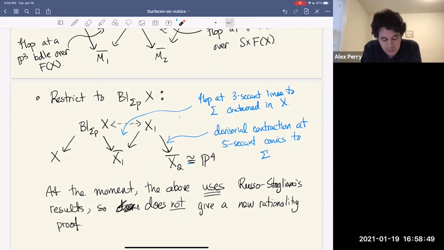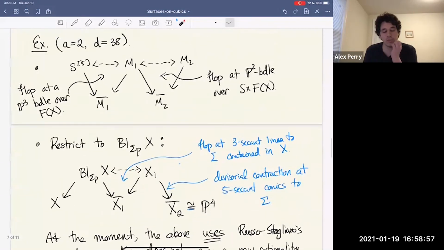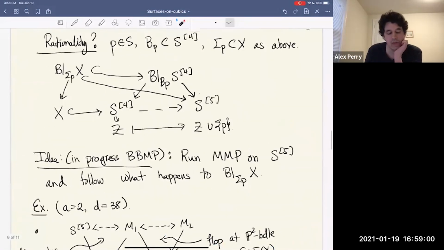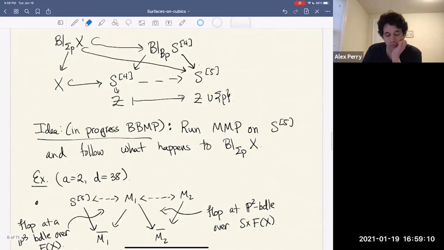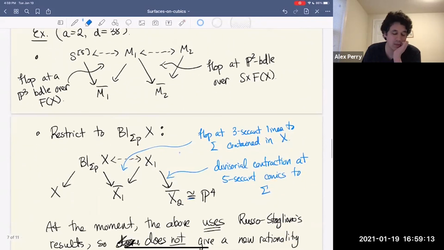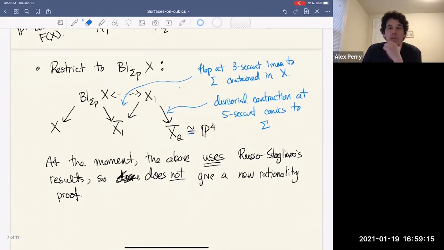But at least what I think I can say is that this gives a very natural interpretation of the rationality construction. It sort of just pops out from the construction of our surface. You have this surface blowing up X, and the surface is naturally giving you a map into the Hilbert scheme. And if you just run the MMP on the Hilbert scheme, it induces the birational map to P4. So I think it's a nice picture, but at the moment, we can't use it to prove rationality. Okay, and I think that's all I wanted to say.